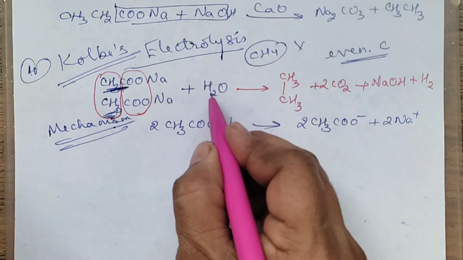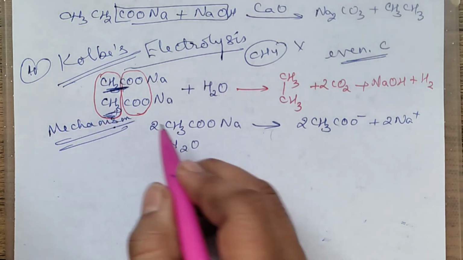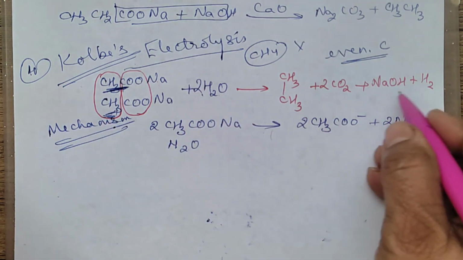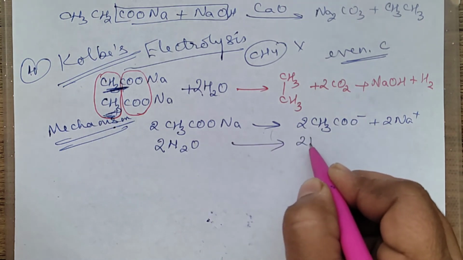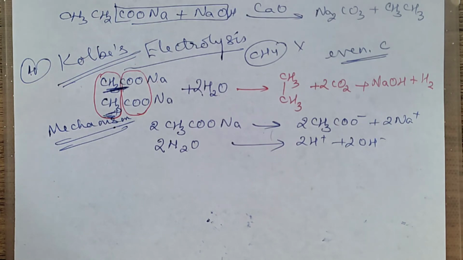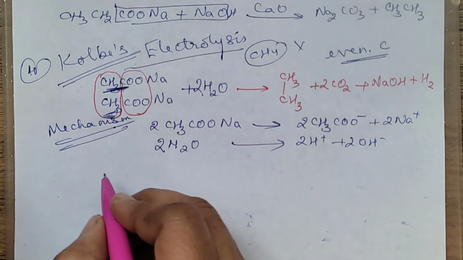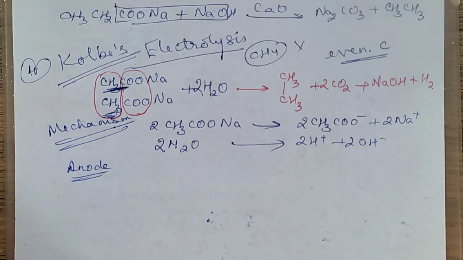We have used water also. So water also will undergo ionization. 2 moles means this also should be 2. Of course, you can balance it accordingly. So it will give 2 H plus and 2 OH minus ions. Now, we know that anions move towards anode and cations move towards cathode.